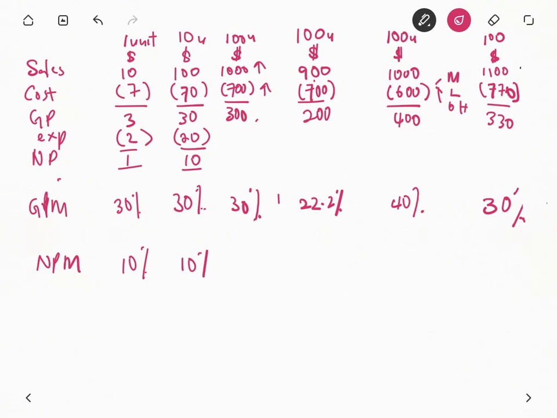Now let's look at this. My selling price remains. I sell more, selling price remains, cost remains, margin remains. And my expenses here, 180. Up 10 times, this one goes up to 180, so profit is 120. What happened to my net profit margin? 12%. Why did my net profit margin increase?